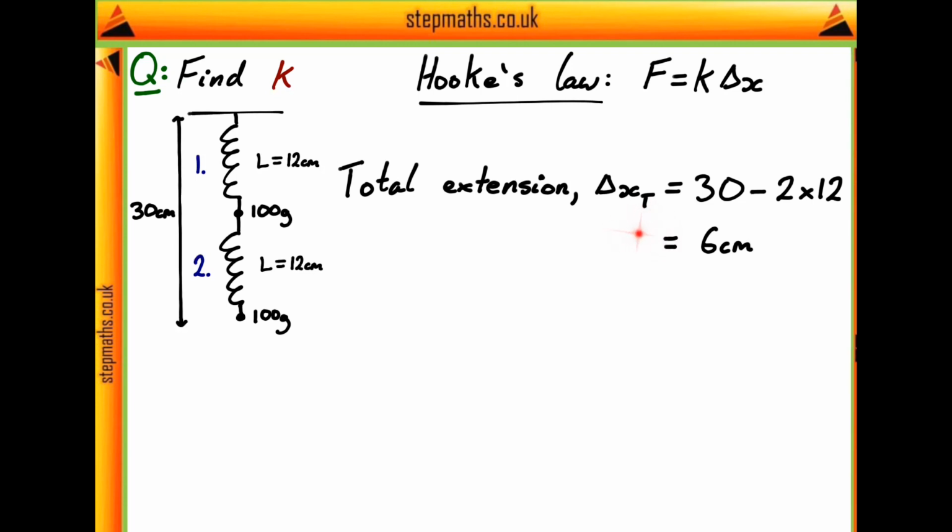But before thinking any further about the extensions, let's think about the forces acting on our springs. Each spring is going to be pulling up the weight beneath it that it's holding up. So we can label these forces on here, with F1 being the force for our first spring, labelled 1, and F2 being the force for our second spring.